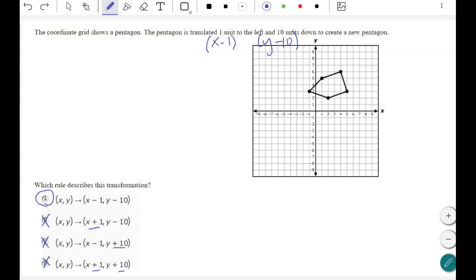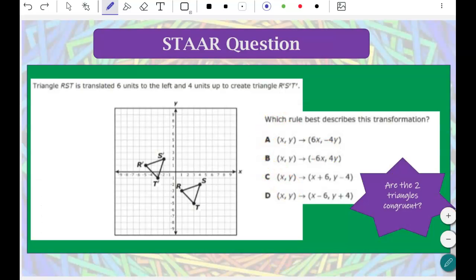All right, let's go ahead and do, I think this is our last one for practice with translations, and we'll move on to reflections. So triangle RST is translated 6 units to the left and 4 units up to create the new triangle. So that's another thing I want to point out to you. This one does not have these little, what we call prime. So that is the original one. When you see it with no primes, this is the original one.